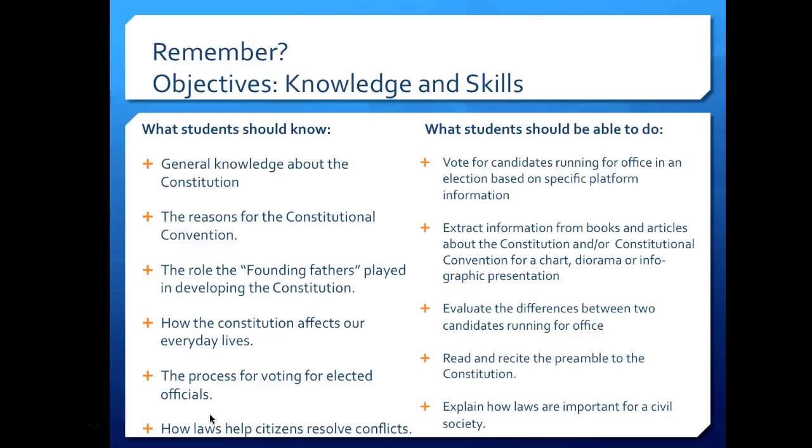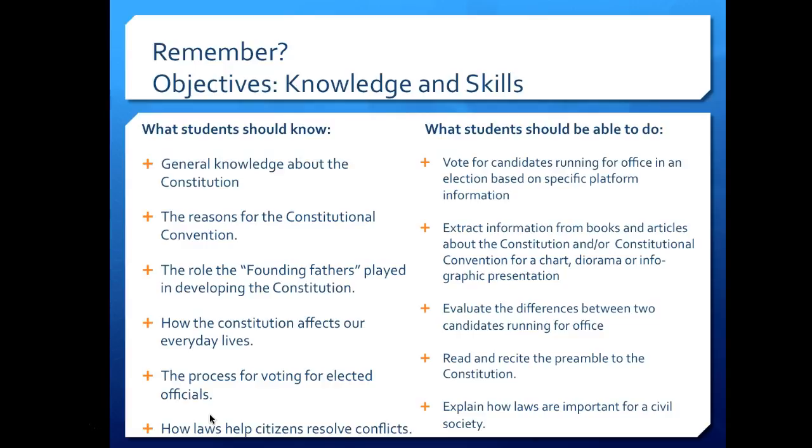And then what they should be able to do, these are the skills. They should be able to vote for candidates running for office based on platform information. They should be able to extract information from books and articles about the Constitution or constitutional conventions for a chart, a diorama, or an infographic presentation. So the measure is in the objective. Really, they are just so intimately related.